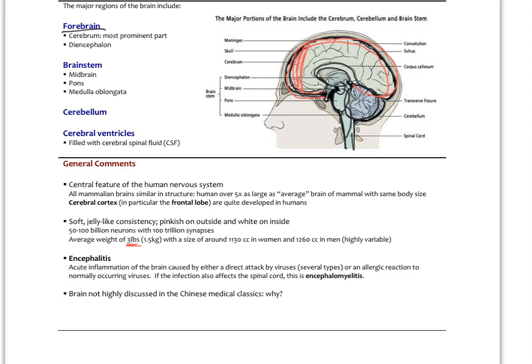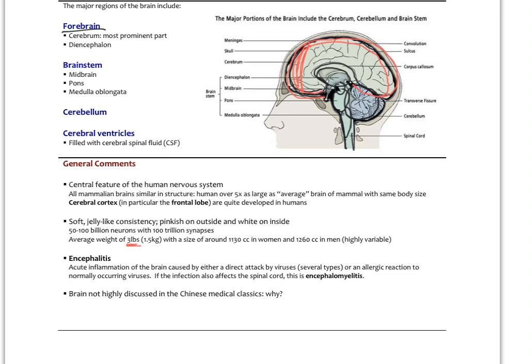Encephalitis, before I go any further, is just acute inflammation of the brain, and that's typically caused by infections, usually by viruses or bacteria. Viruses are more common. It can also be an allergic reaction to viruses. If the infection also infects the spinal cord, it's called encephalomyelitis. So we'll have a little section in neurology on both meningitis, that's infection of the meninges, which is the covering around the brain, and encephalitis.